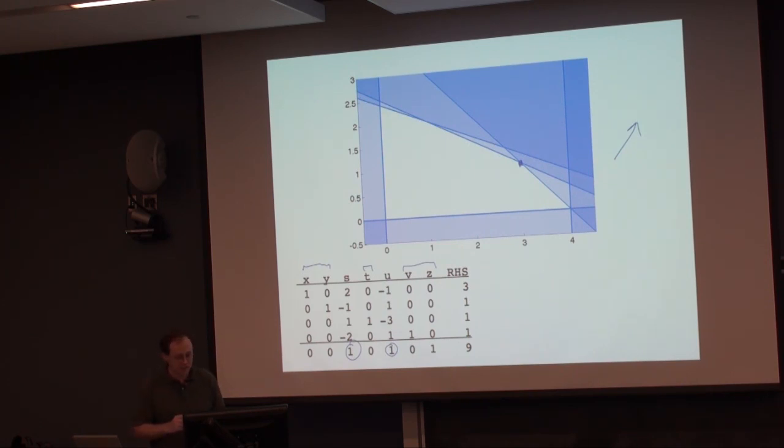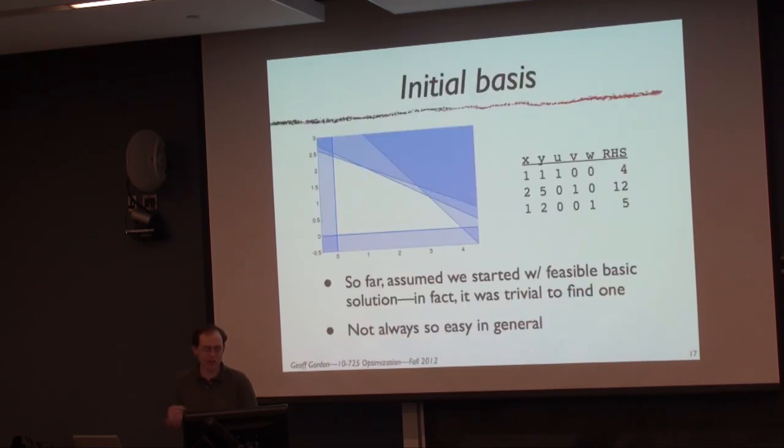Okay. All right, so that's simplex. I swept a couple of issues under the rug, so that's what's going to be the rest of the lecture, what I've swept under the rug so far. So I assumed at the start that we started with a feasible basic solution. And in fact, it was trivial to find one because the initial basis was given to us in some particular form, where a basis was chosen for us, and that basis was feasible. And it's not so easy necessarily in general.